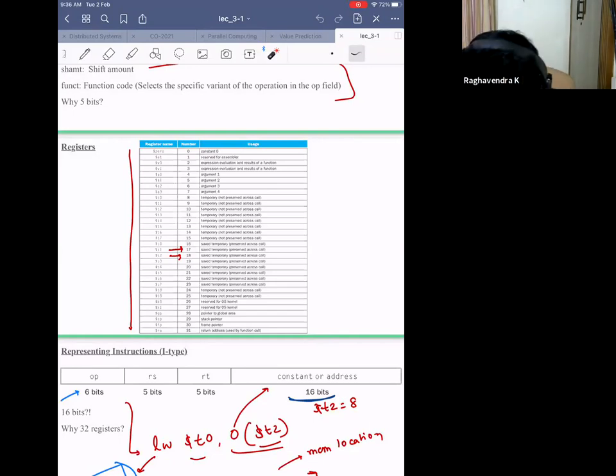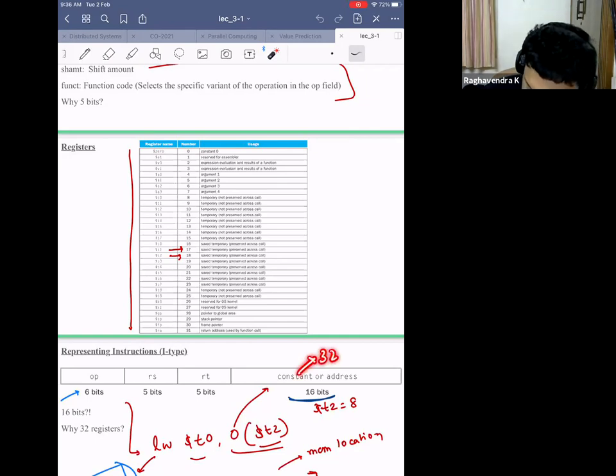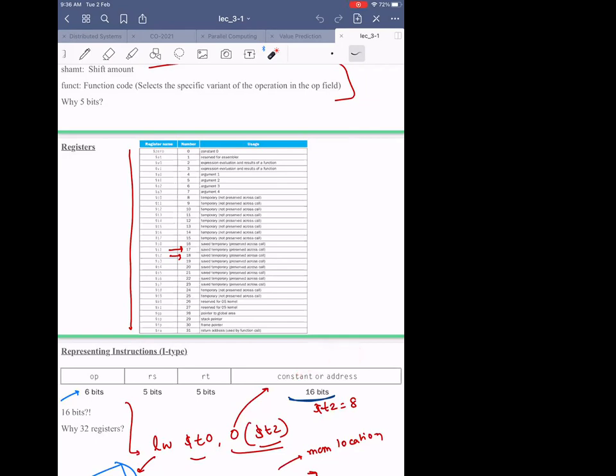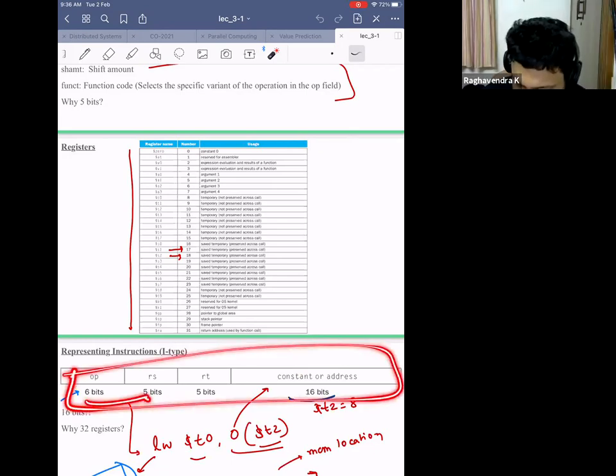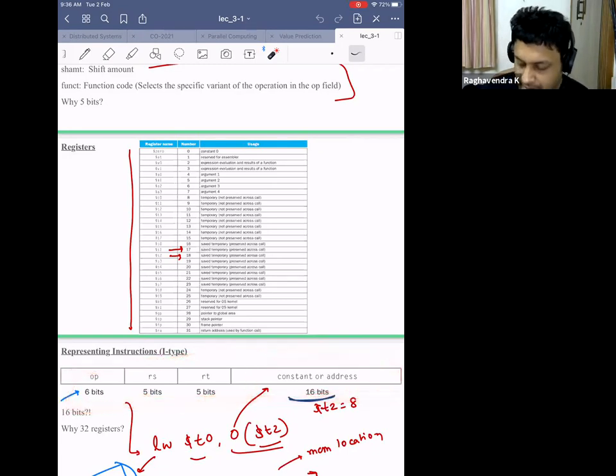It's a good question. So can I make this 32 bits? No, sir, because this entire thing is 32 bits. So this is 6 plus 5, 11, 11 plus 5, 16, right? So I'm left with 16 bits. Okay, that is one way to look at it, but that's not the end of the story.